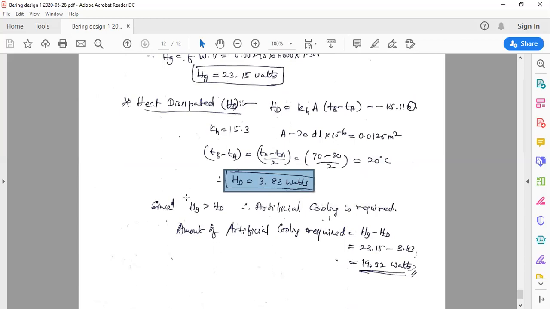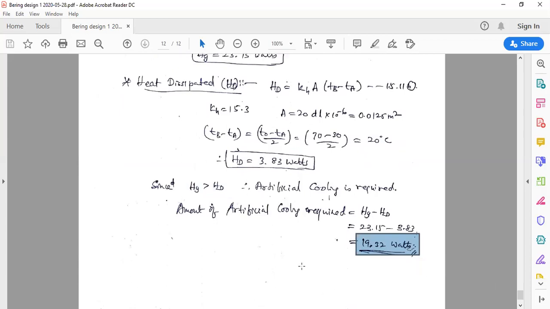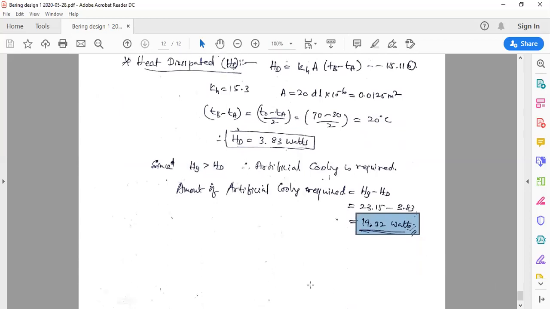So you can compare Hg and Hd. So Hg is greater than Hd, hence artificial cooling is required. And what is the amount of artificial cooling required here? Hg minus Hd. So 23.15 minus 3.83, that is equal to 19.32 watts. So this is the example with respect to non-pressure-fed type. I hope you have followed the procedure. Thank you.